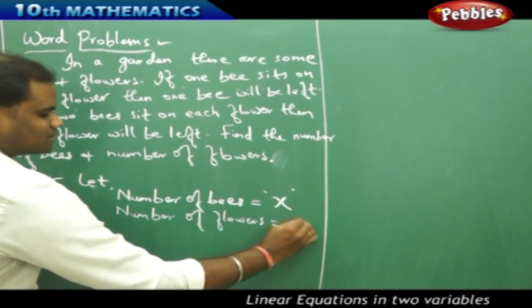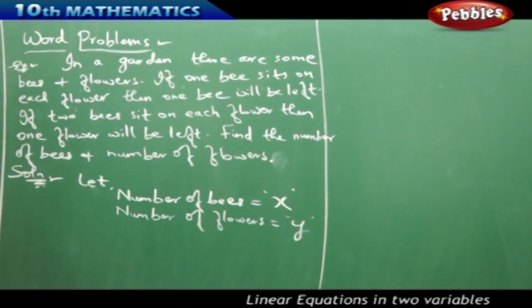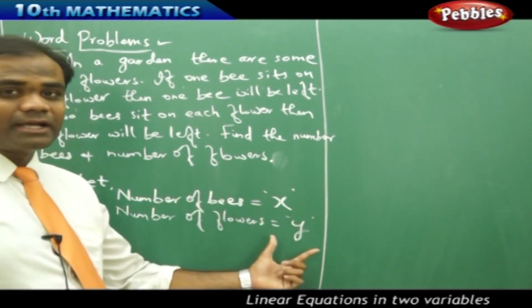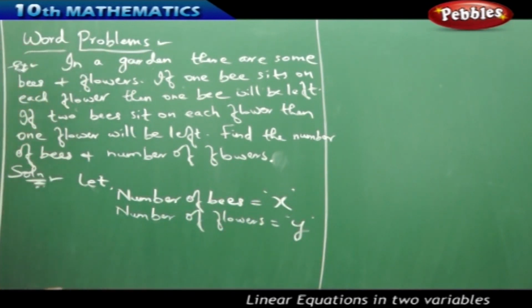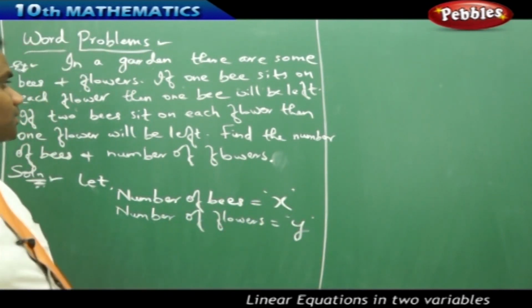In the garden is some y. So using these concepts of x bees and y flowers, let's see how my condition turns into a mathematical equation.